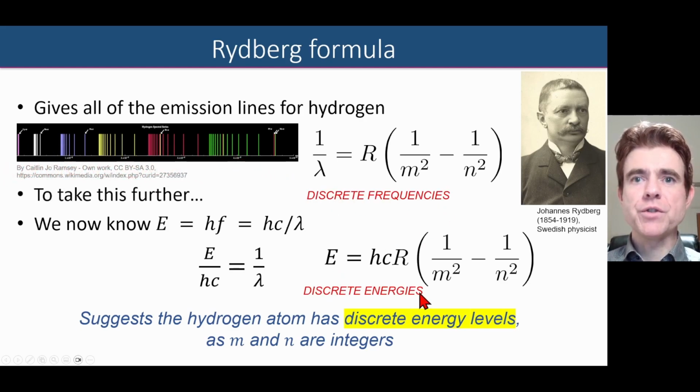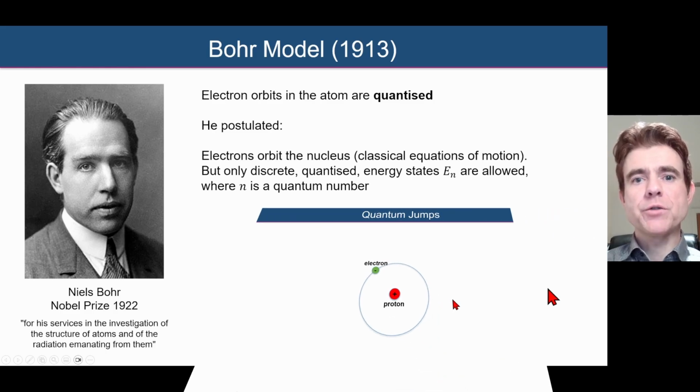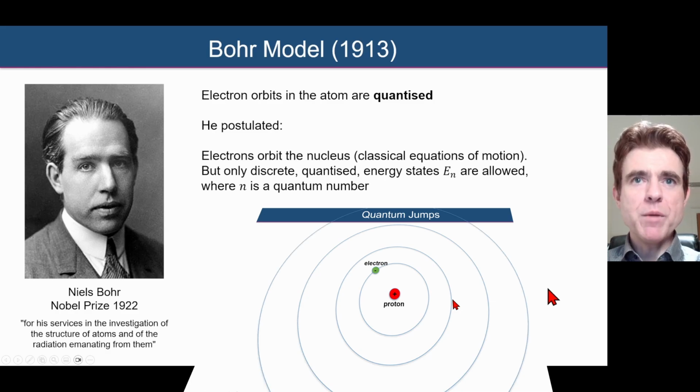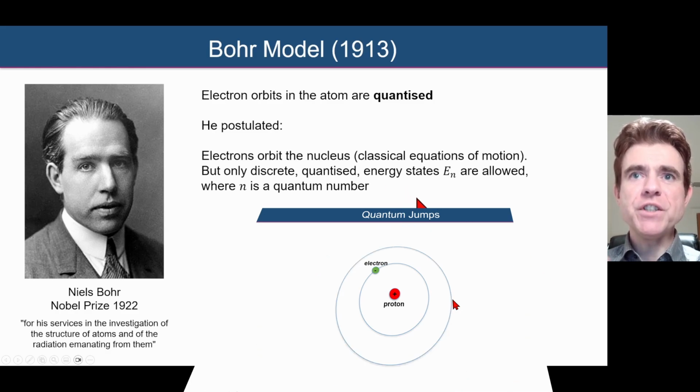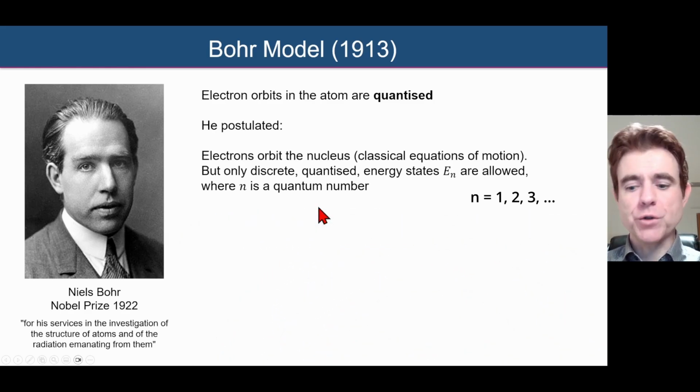So discrete frequencies meaning discrete energies, thanks to E equals hf. So Bohr put forward the following postulate, that electrons in orbit around the nucleus from the Rutherford model are in fact in quantized orbits. And what we mean by quantized orbits is that they have very definite energy states, which are dictated by a quantum number, n, which is an integer value, not a continuous real value, but an integer from 1 onwards up to infinity, 1, 2, 3, 4, and so on.